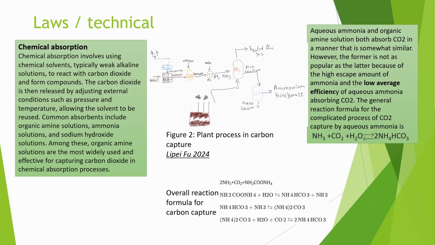A key method here is chemical absorption, where carbon dioxide is dissolved into an alkaline solvent, most commonly organic amines like MEA, through a reversible chemical reaction. The carbon dioxide-rich solvent is then heated to release pure carbon dioxide and regenerate the solvent.